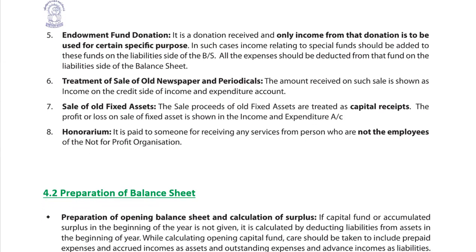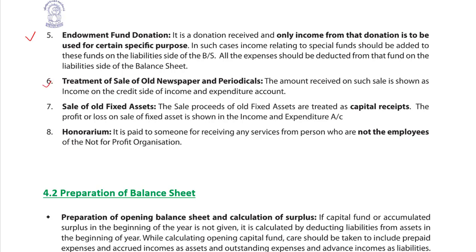Let us continue. Endowment fund donation. It is a donation received where only income from that donation is to be used for a certain specific purpose. In such cases, income relating to special funds should be added to these funds on the liability side of the balance sheet. All the expenses should be deducted from that fund on the liability side of the balance sheet.